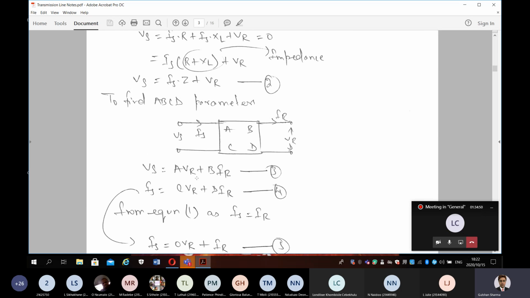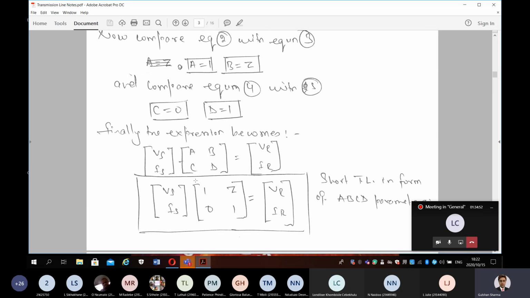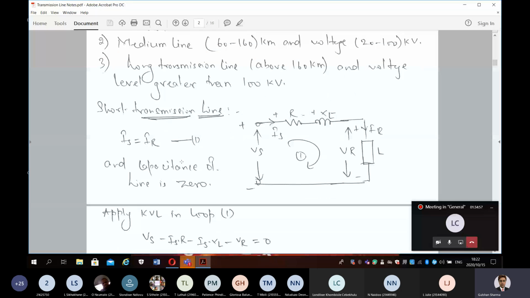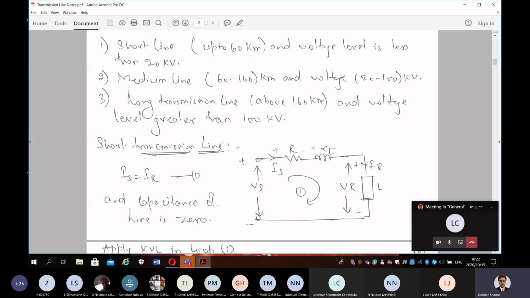I have discussed each and every transmission line here, step by step, with my hands. So that's one concern. Still we have the time, so no problem. We will start now with the short transmission line. Now we are going into the modeling of the transmission lines. First we are discussing short: the length is 60 kilometers and the voltage is less than 20 kV.